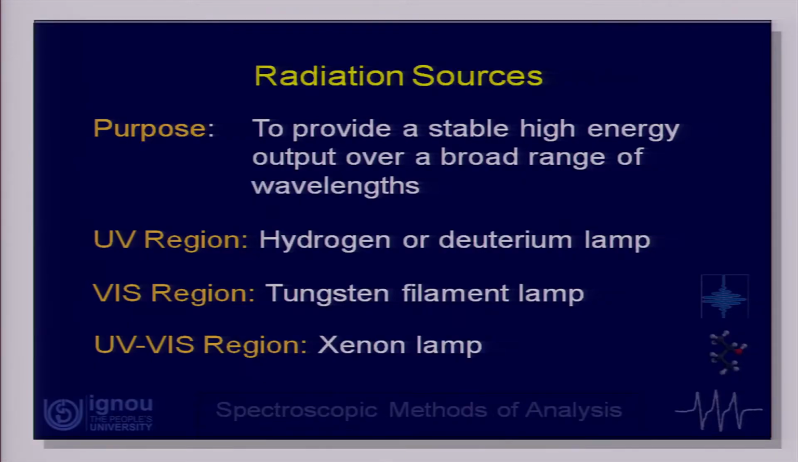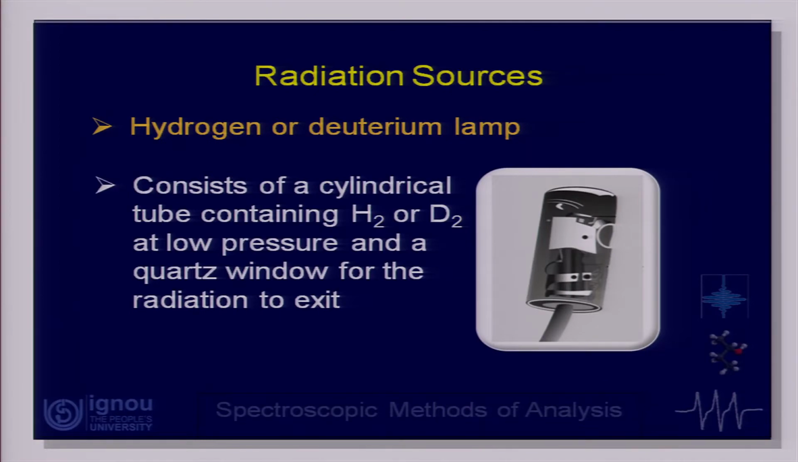For visible measurements, I go for a tungsten filament lamp, or if I want to measure the entire range, maybe I can go for the xenon lamp. So, different instruments use different kinds of lamps depending on their applicability. Okay. Let us see what this hydrogen lamp is. Basically, the radiation source for the UV range happens to be a hydrogen or deuterium lamp.